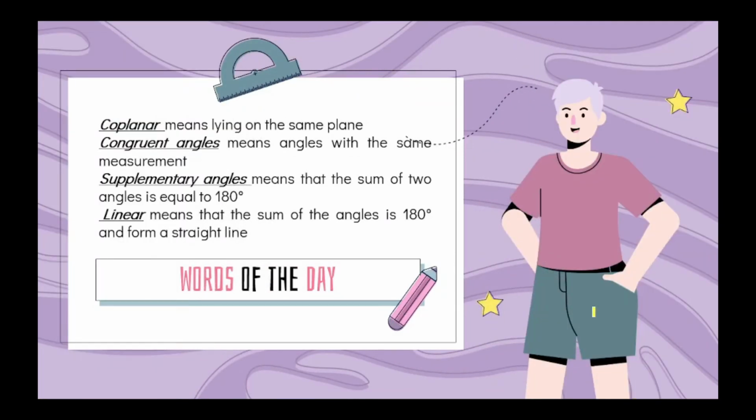Alright, so we are done with the examples on how to solve the value of x. Now let us have the words of the day. So in our lesson and discussion, you encounter the word coplanar. So what do you mean by coplanar? It means lying on the same plane. Another is the word congruent angles, which means angles with the same measurement. The supplementary angles means that the sum of two angles is equal to 180 degrees. And the linear means that the sum of the angles is 180 degrees and form a straight line. So those are the words of the day.